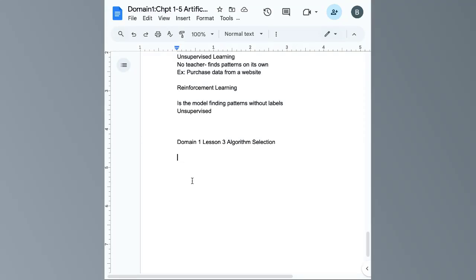Welcome back to Domain 1, Lesson 3, Algorithm Selection. The key to the CompTIA AI+ exam: you don't need to know how these algorithms work mathematically. You need to know when to use them. Today we'll be covering algorithm selection, which tells you exactly which algorithm to pick based on the problem.